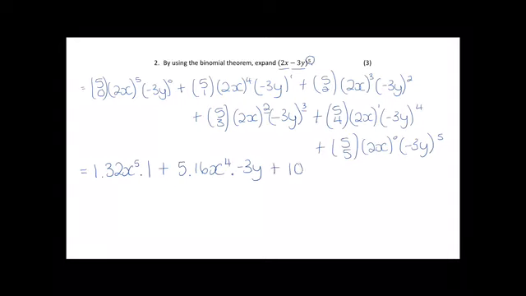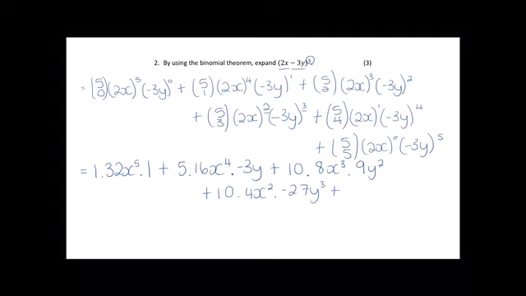5 choose 2 is 10. 2 times 2 times 2. 2 times 2 is 4, times 2 is 8. X cubed. We've then got our negative 3y all squared. So a negative 3 squared is going to give you a positive 9. And we've got our y squared. Moving down our row, I've got 10, 4x squared times by, so this time we've got negative 3 cubed. So negative 3 times negative 3 gives me positive 9. Times it by negative 3 gives me a negative 27 y cubed.